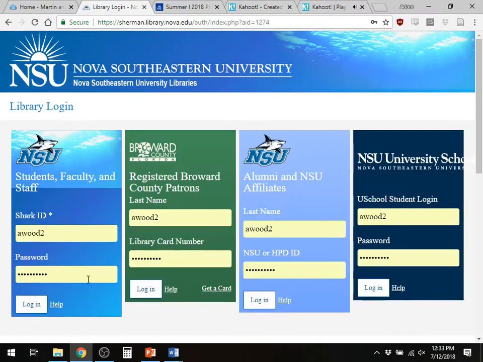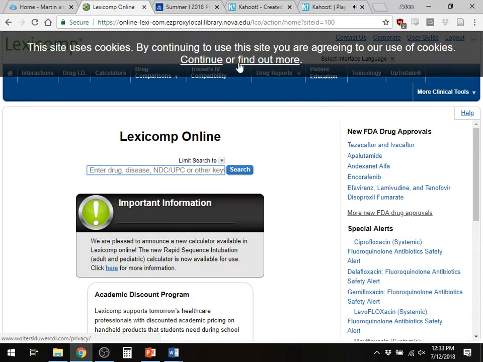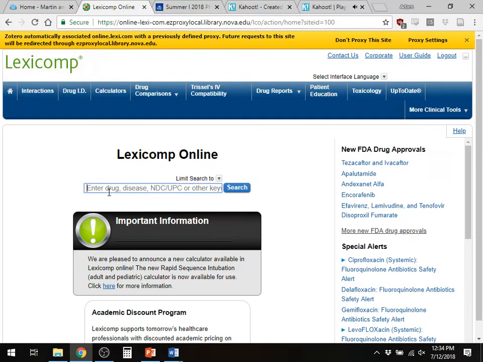I'm going to click on that, and I'll put in my password. Or if I have it saved, I'll just hit login. Okay, great, they're using cookies, whatever. Now I'm at the drug reference, right? So I want to go ahead and search for lisinopril.